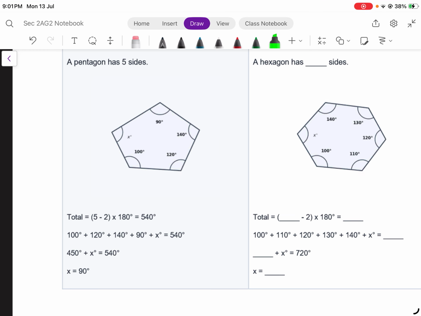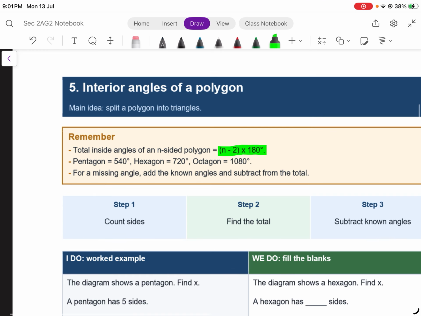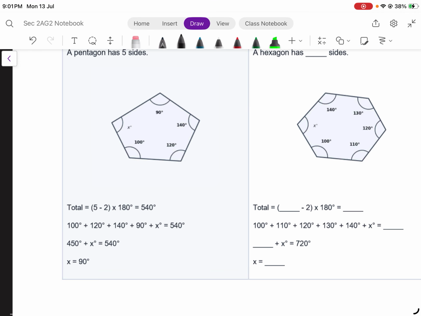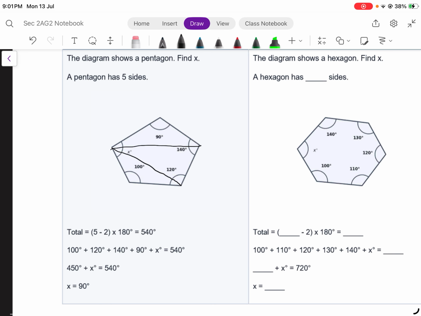Now the reason why this formula works is that if you try to cut this and divide it into triangles, 1, 2, you realize that I can only divide it into 3 triangles. But how many sides are these? These are 5 sides. So n is actually the number of sides.